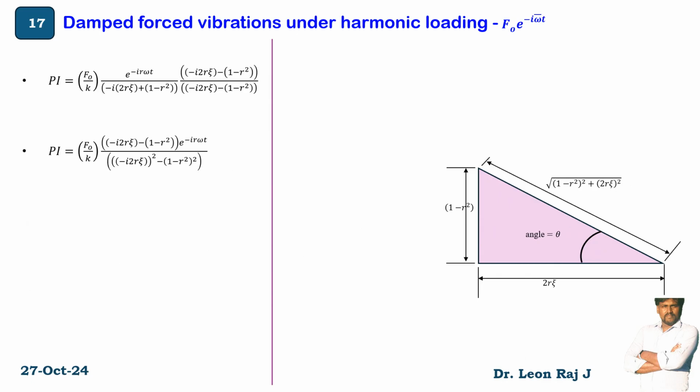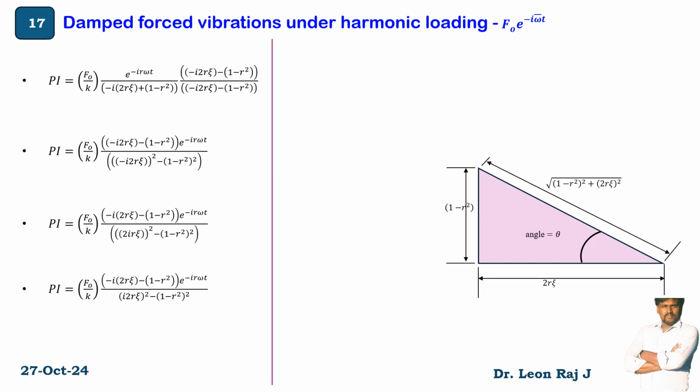So just multiply this numerator and denominator with this denominator term by sign change, and you will get the expression looks like this. So this minus i 2r xi whole square and the i square gets disappears. So it turns into 2r xi the whole square plus 1 minus r square, and this minus is taken out, and this i square is equal to minus 1.